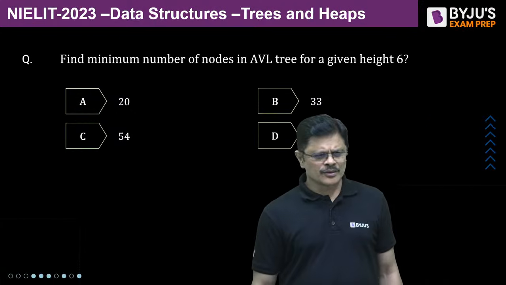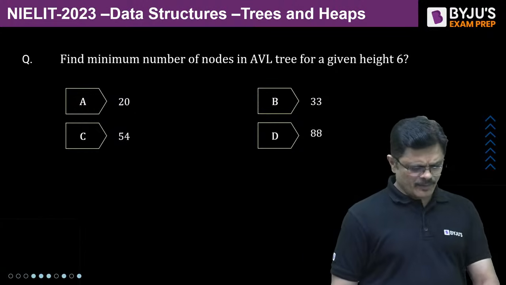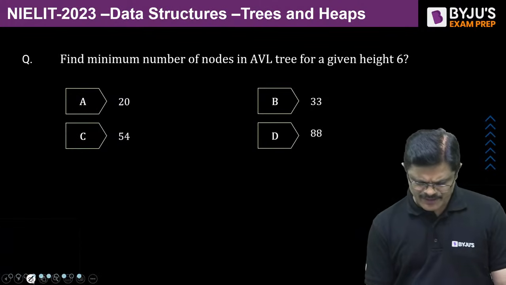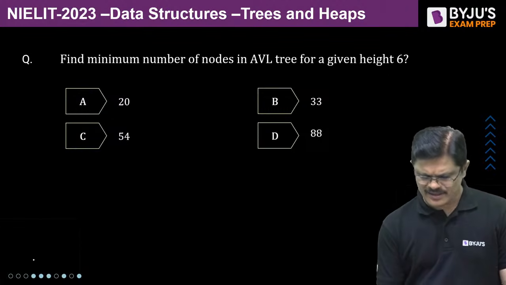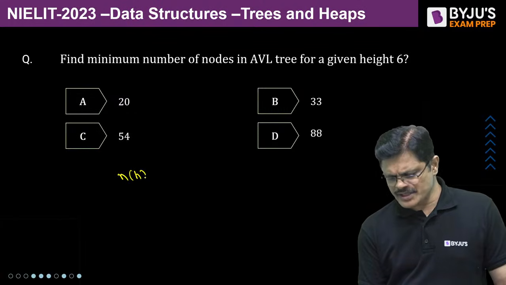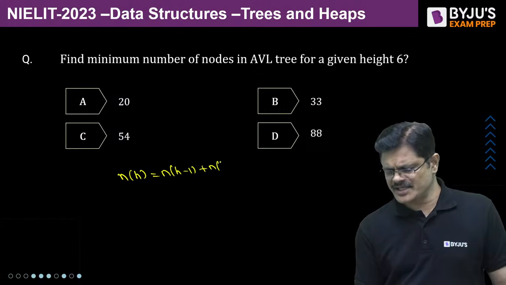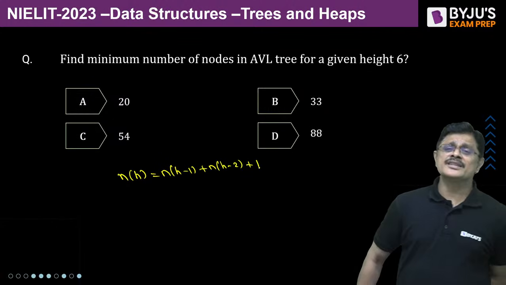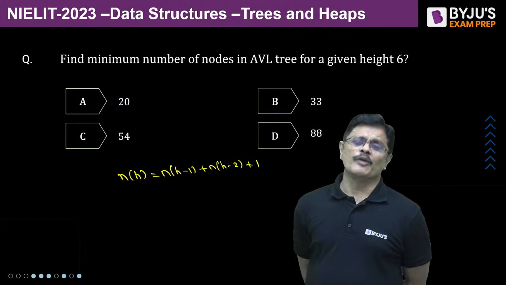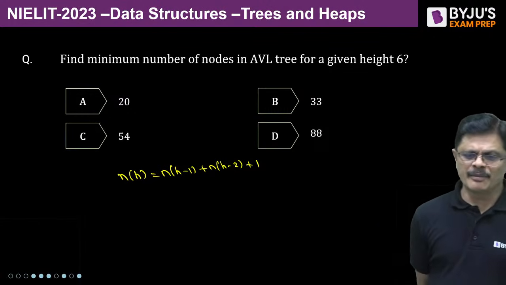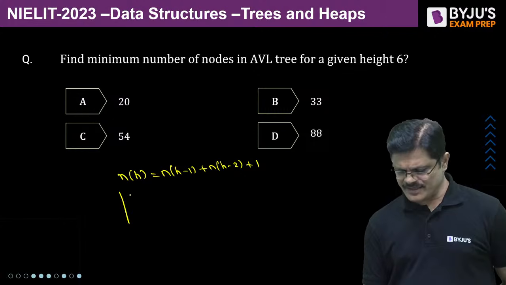Next, we'll conclude this with the two AVL problems. Hopefully you all know about AVL. In AVL, there is one very important result. The minimum number of nodes is given by N(h) = N(h-1) + N(h-2) + 1. This is a formula, my dear friends, to find the minimum number of nodes for a given height.